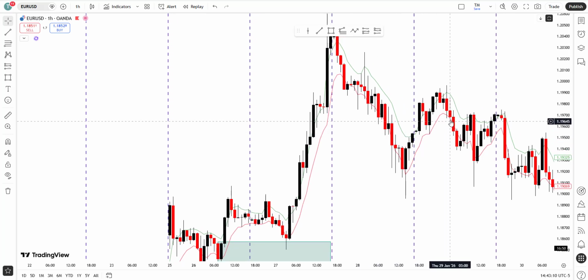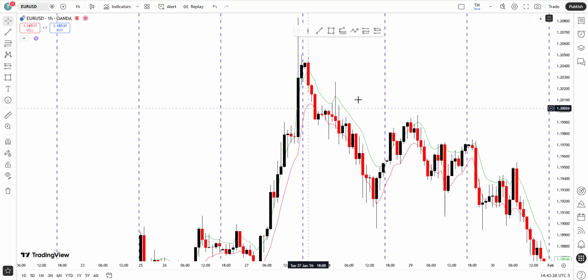Look, the same thing also applies to this. It was 2 a.m. EST, and look at what I'm talking about. This was 3 a.m. EST, which is the London setup. And look at what happens. Price pulls back at this swing.